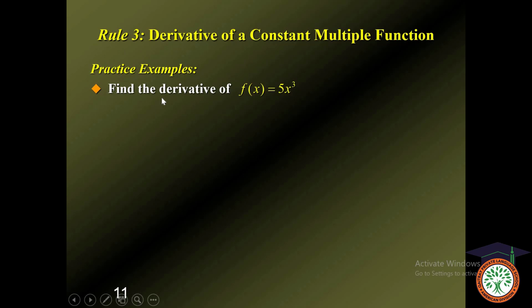Let's solve that example. Find the derivative of f(x) equals 5x to the power 3. Here we have two parts. I have a constant multiplied by a function or a variable x to the power 3. I'm going to isolate 5 and x to the power 3.